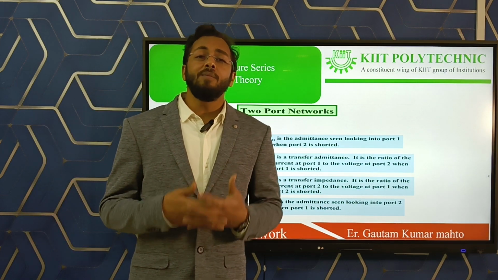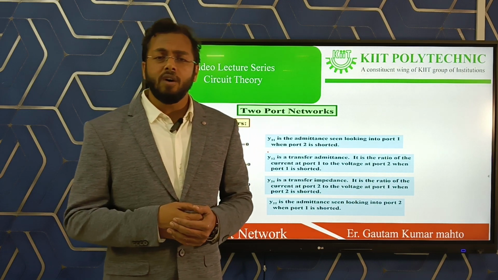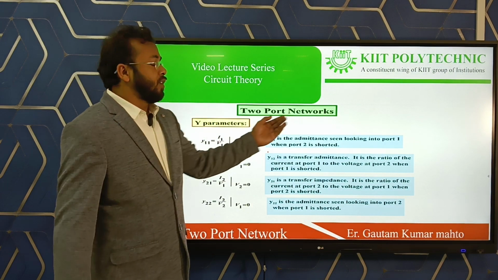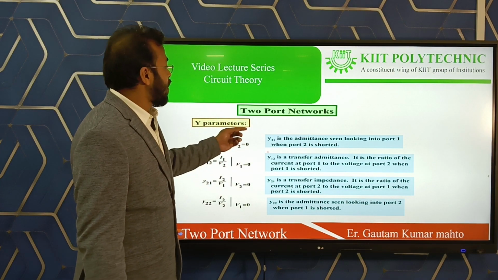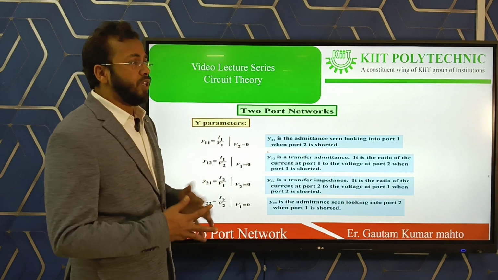Similarly, we'll discuss the admittance parameters. The admittance parameters have four parameters: Y11, Y12, Y21 and Y22. Y11 is the input parameter. That's why Y11 is the admittance seen looking into port 1 when port 2 is shorted.